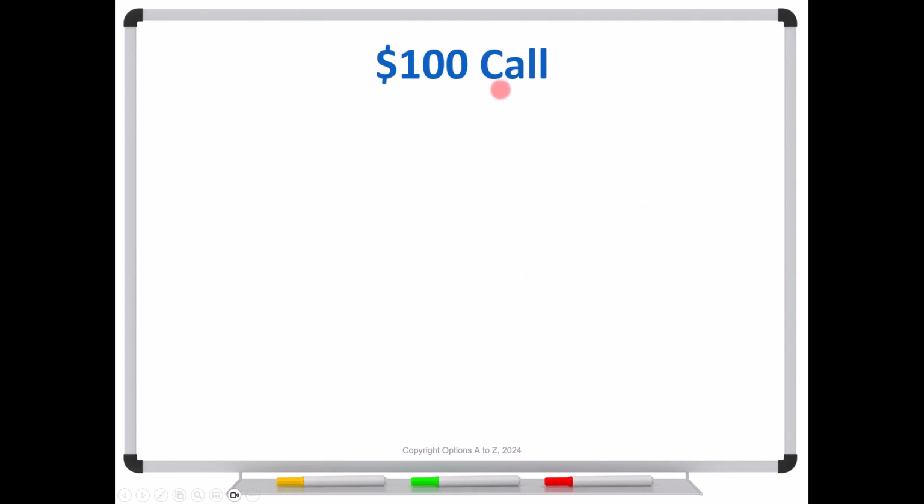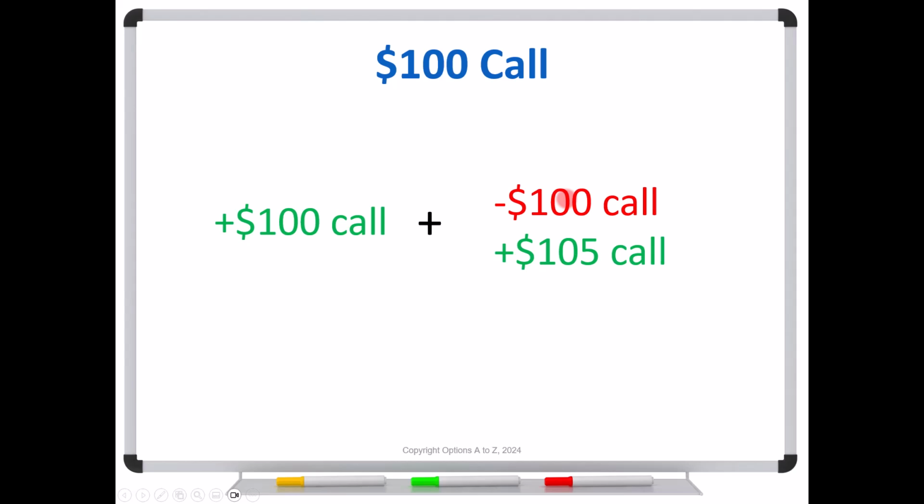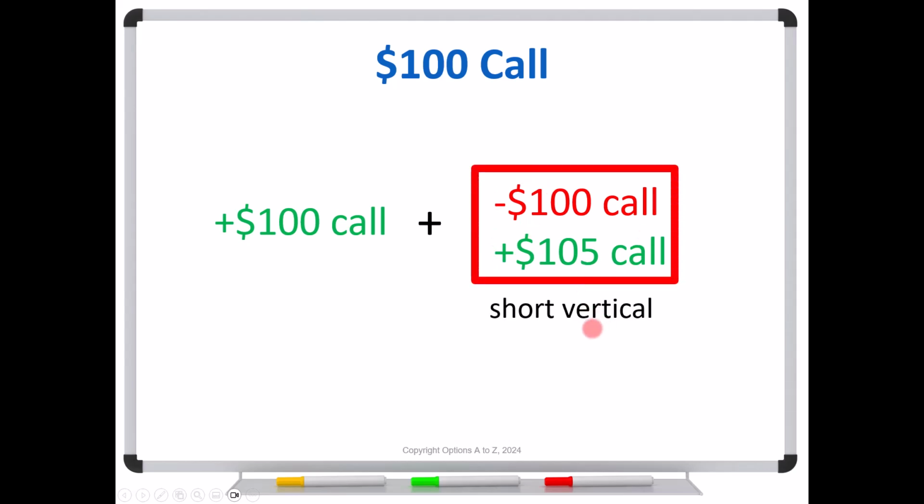Well, when you had the $100 call and you want to roll it, here's the series of trades. You're long the 100 call, and you would short the 100 call and also buy the 105 call. But we can also do this as a single trade in your broker's platform. That is a short vertical spread. You're just selling the 100-105 vertical. And as soon as you sell that, look what happens. Those cancel. And so you're just left holding the 105 call.